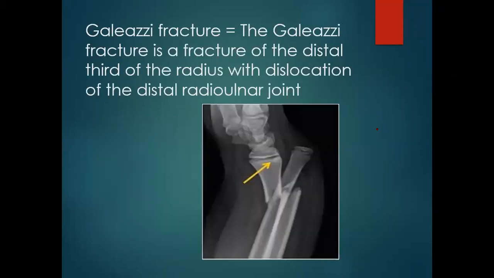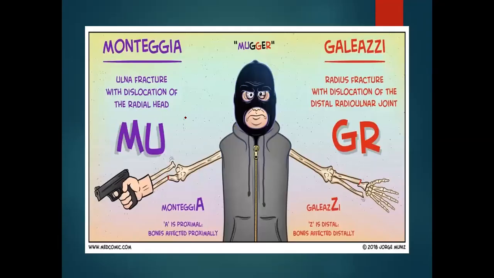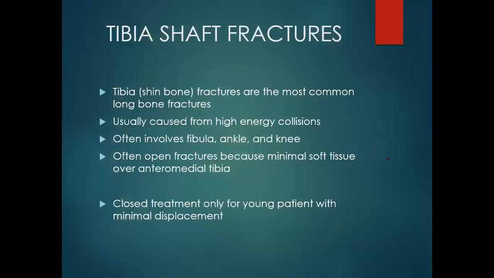So let's look at this. This is a Galeazzi. So you've got fracture of the radius with dislocation of the radial ulnar joint. So let's look at this. MUGAR, right? So M-U. Monteggia ulnar fracture, Galeazzi radius fracture. If you know those, they're really good to know because you get quizzed on them a lot. They're highly testable. So just something to think about. Make sure you tuck it in the back of your mind.